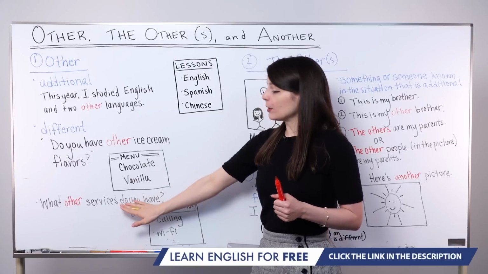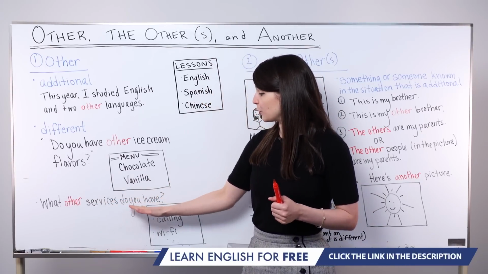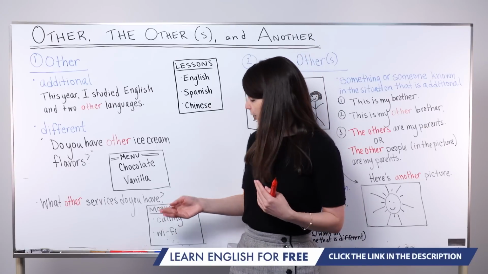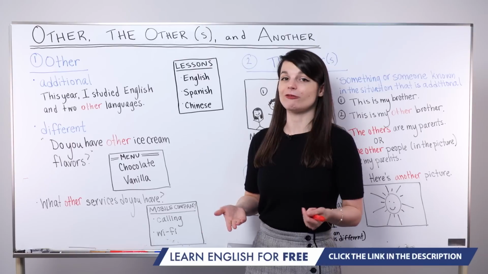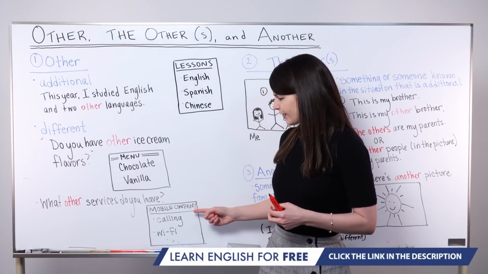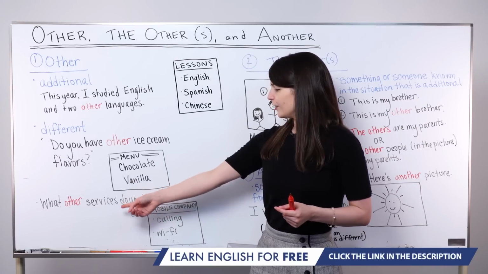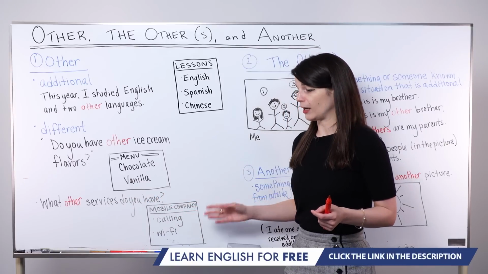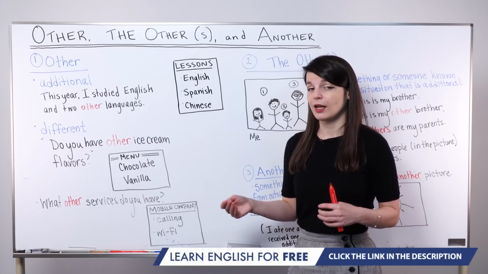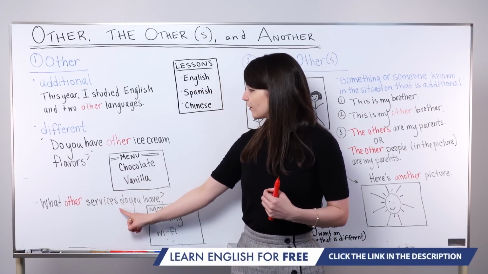Okay, let's look at one more example that uses other. What other services do you have? So again, if we imagine we're looking at a mobile company or a cell phone company, and we're looking at the services they have available. We see they have calling service and Wi-Fi service. But we want to know, what other services do you have? Do you have some kind of smartphone data plan? Do you have insurance for smartphones and so on? When you want to ask for more information, you can say, what other services do you have?